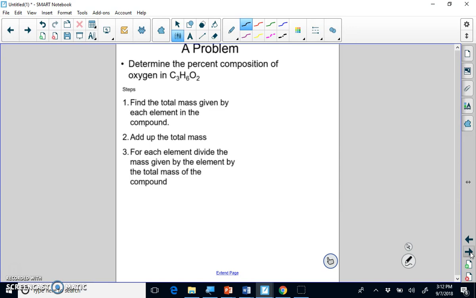So if we have this compound here, and we need to determine the percent composition of oxygen, basically saying how much of it is oxygen. So the first thing you have to do is find the total mass of the compound. And that's basically finding the molar mass. So you take the mass of carbon and multiply it by 3, the mass of hydrogen, multiply it by 6, and the mass of oxygen and multiply it by 2. And when you do that, which I pre-did, you get this lovely number here.